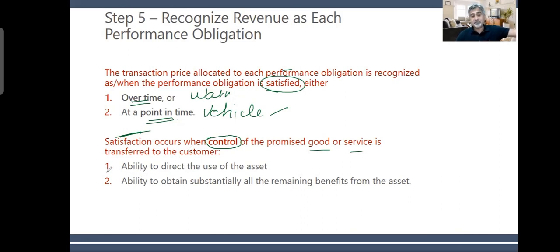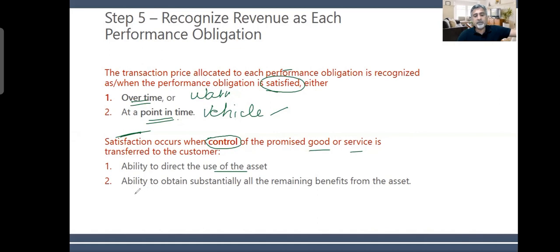And it has conditions: ability to direct the use of the asset, because now you have the control of the asset. Control means that you have the ability to use it. You can take it home, you can drive it, you can park it, whatever you want, you can do it. Before, it was in my possession, I had not given you the delivery, you could not touch it. Once I give you the delivery, it is yours.